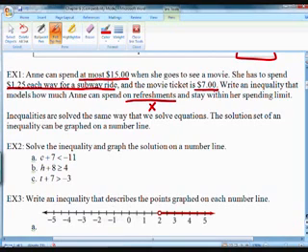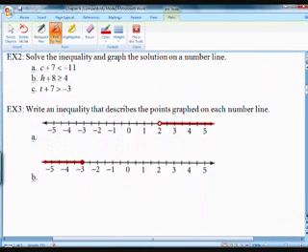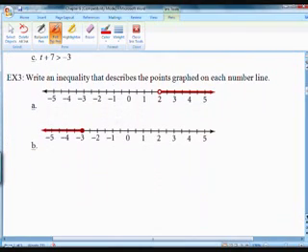Let's see. Example 3. It says, write an inequality that describes the points graphed on the number line. So here we go. Here's x. These are not bad at all. The stuff shaded is our x, is our unknown.